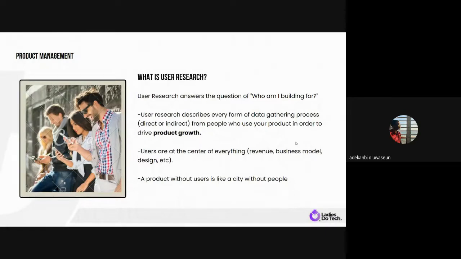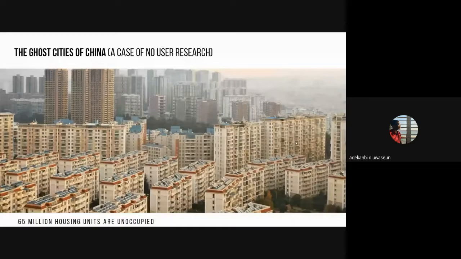The other thing you also want to consider is something I added here as a metaphor. A product without users is like a city without people, right? And I'll give you something we can all relate with. If you look at your screens right now, I don't know if you are familiar with this, there's something they call the ghost cities of China.